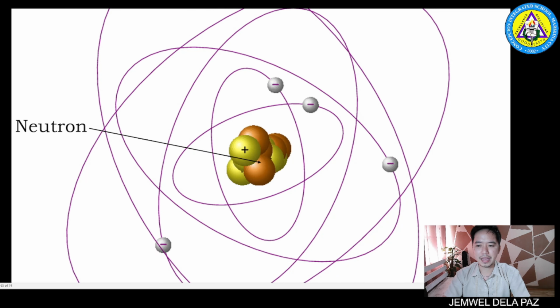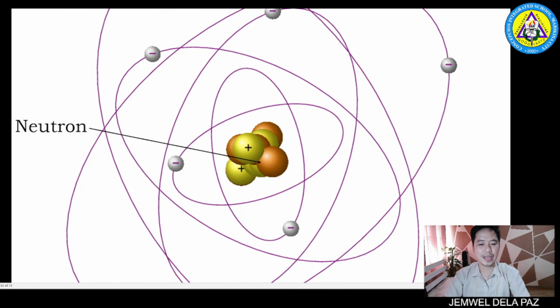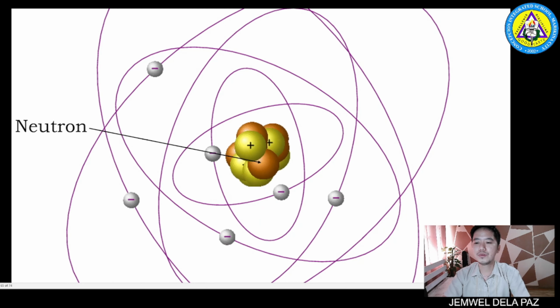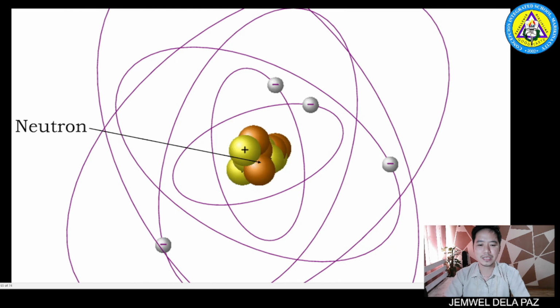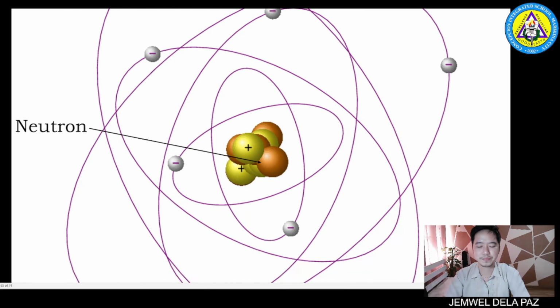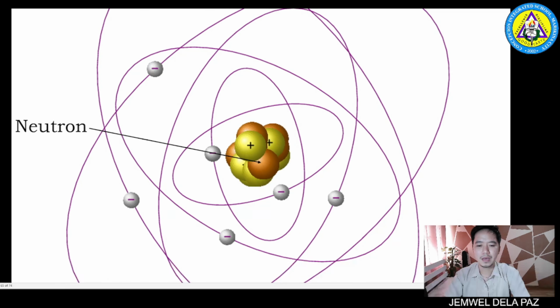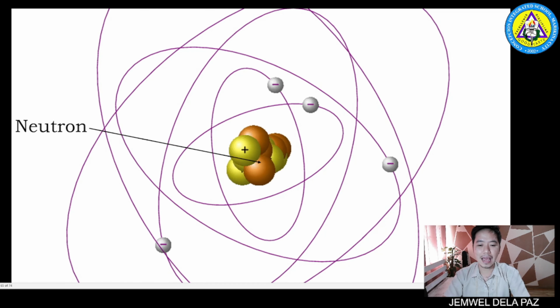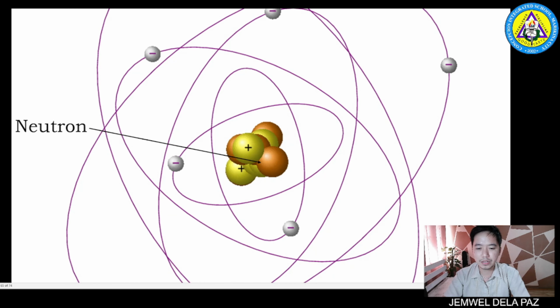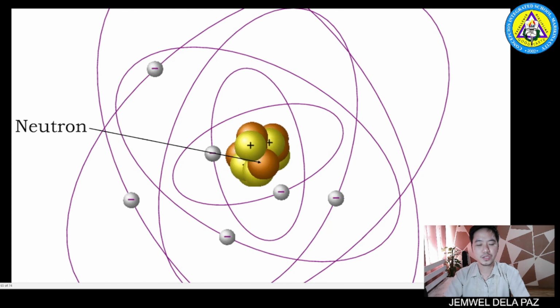The third is the neutron. Together with the proton, neutron is also found inside the nucleus. Neutron, unlike proton and electron, has no charge.